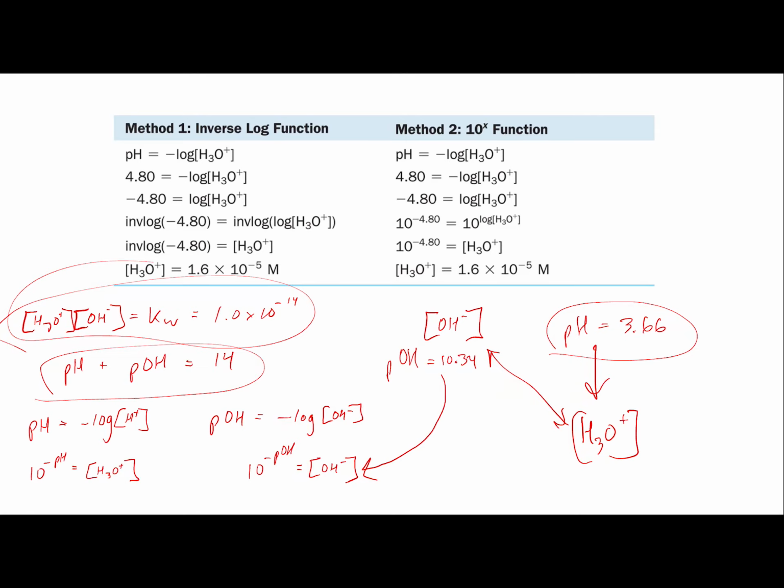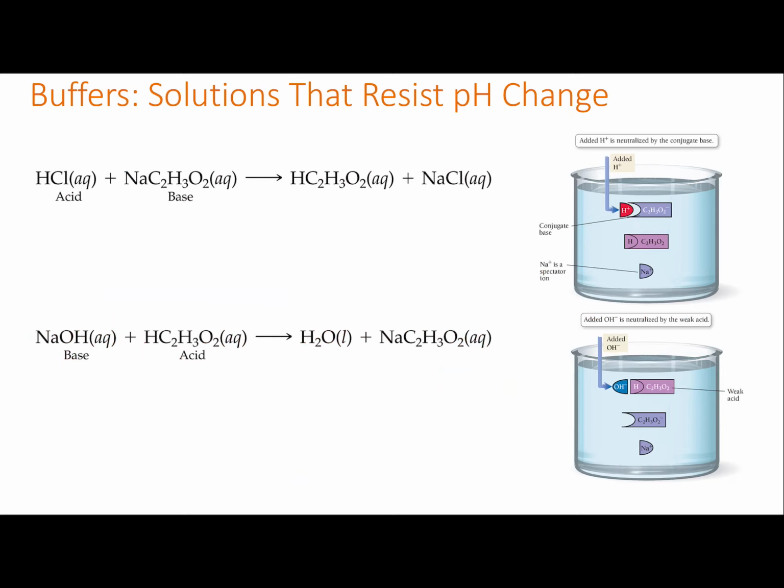Okay, buffers are solutions that resist change. They contain a significant amount of both a weak acid and its conjugate base, or a weak base and its conjugate acid. The weak acid that's there neutralizes any added base. The conjugate base will neutralize any added acid.